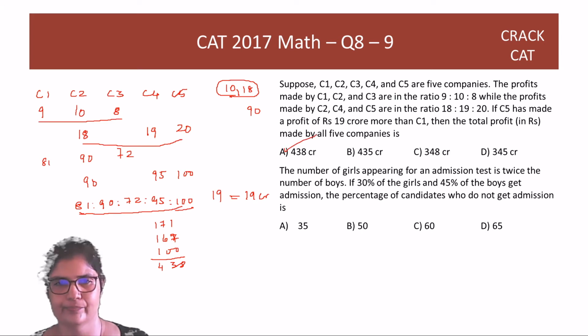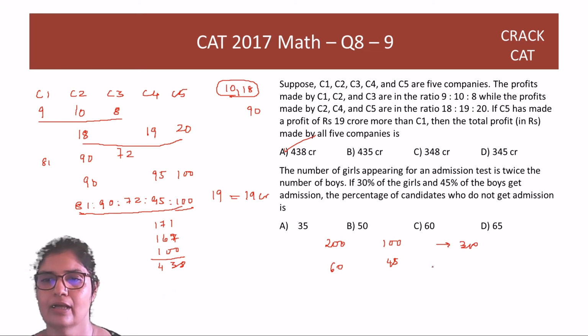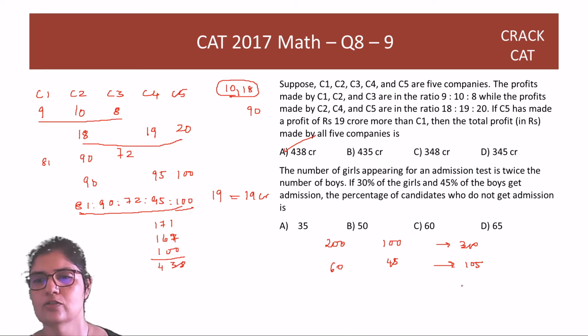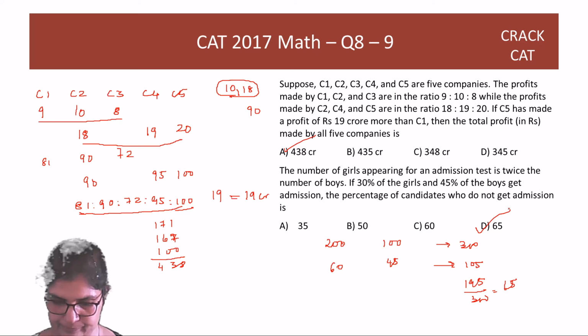Option A. The number of girls appearing for an admission test is twice the number of boys. So let's say the girls are 200 and the boys are 100. 30% of the girls get admission, that means 60 girls get admission. 45% of the boys get admission, that means 45 boys exactly get admission. So how many people did not get admission out of the 300? 105 has got admission. So 195 has not got an admission, and that as a percentage is 65%. 195 by 300. Fourth option.